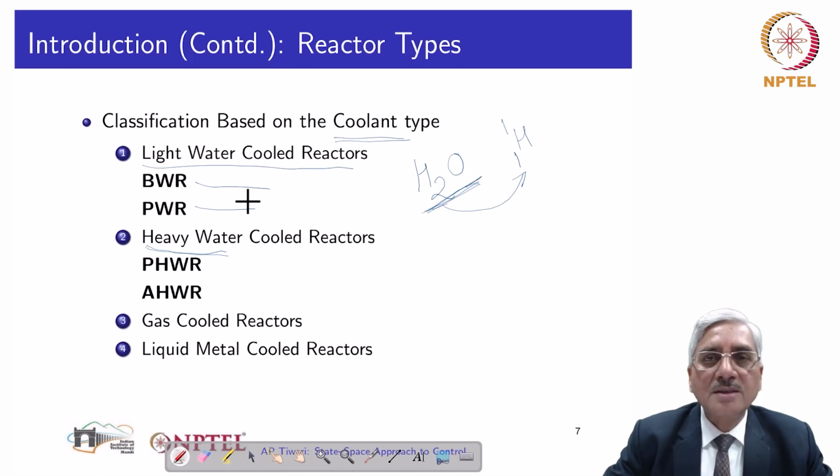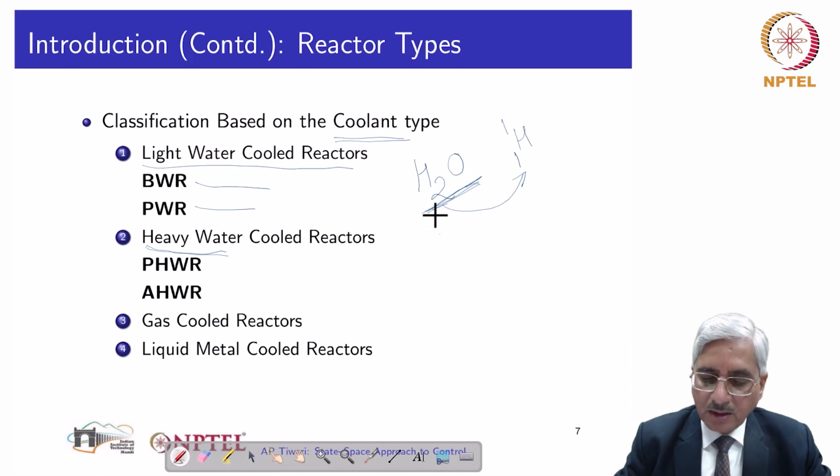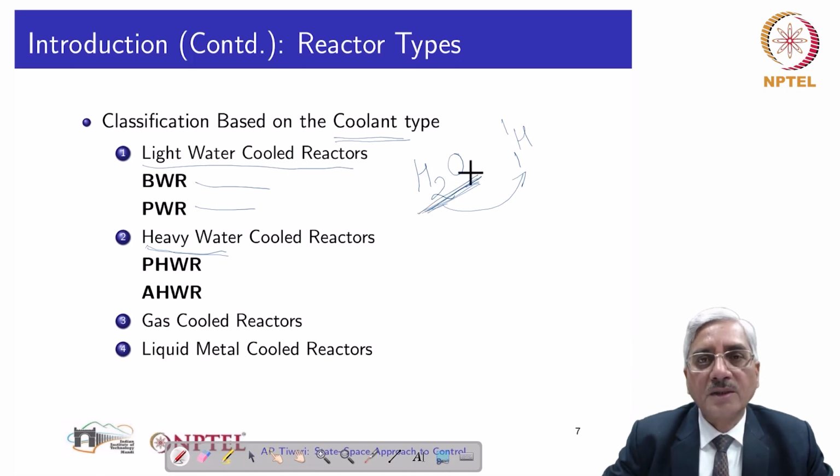PWR, or pressurized water reactor, again uses the same coolant, light water coolant. However, it is pressurized so as not to allow boiling inside the core. And this design is better, the characteristics are improved, and the heat is passed from this reactor coolant through a steam generator to the secondary coolant, and that secondary coolant drives the turbine.